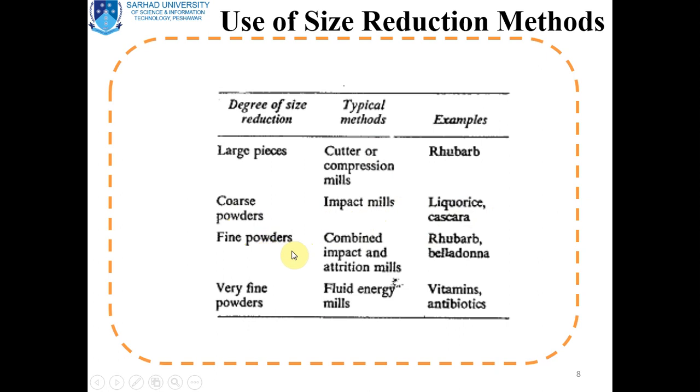If fine powders are required, combined impact and attrition mills are selected, for example for fine powders of rhubarb and belladonna. If very fine powders are required, such as very fine powders of vitamins and antibiotics, the fluid energy mill is the typical method for producing them.